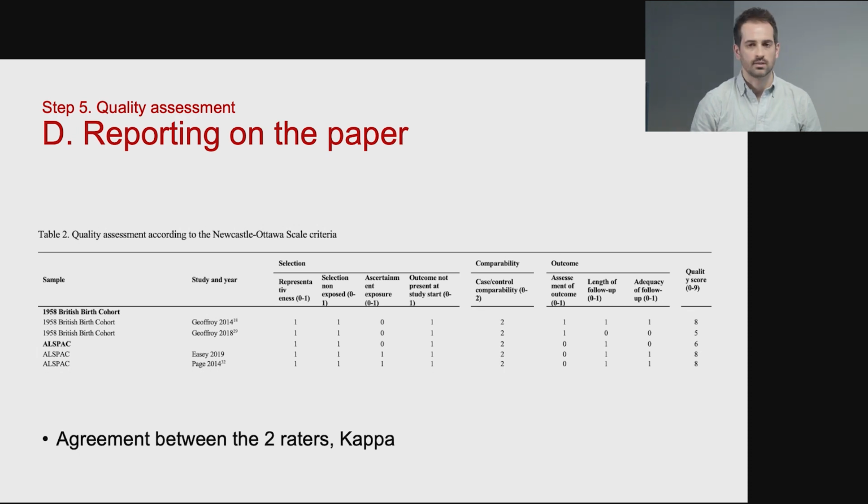And you can report a nice table with, for example, all the evaluations for all the papers and the agreement between the observers, and each one can have their own conclusion and judge your quality assessment. Okay. But this is a really important part to do.